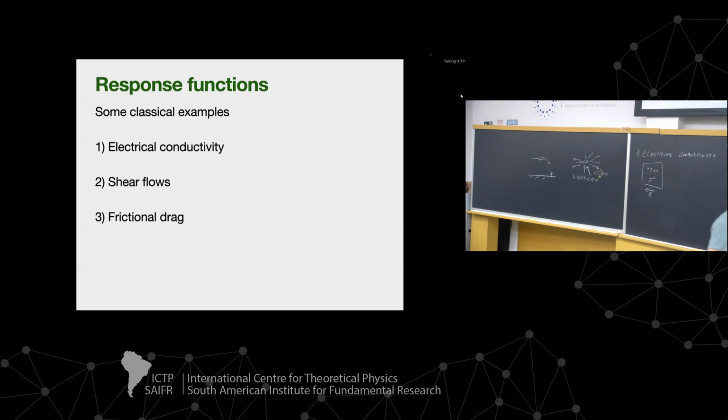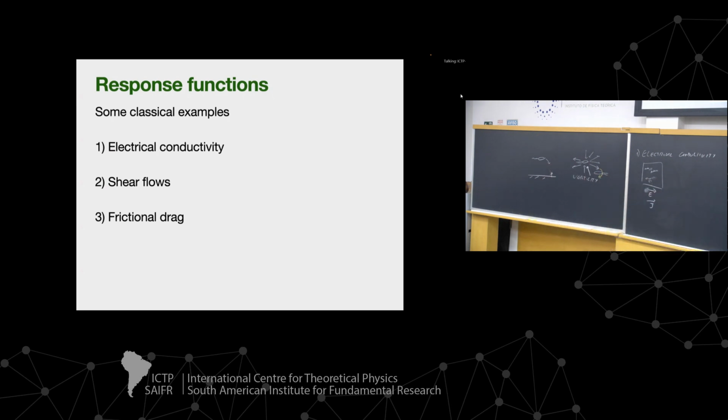History made us think in the opposite way: the electric field should be to the left to get a current to the right. The electrons are going to move like this, and the current is going to be like this. This is the classical electrical conductivity problem.